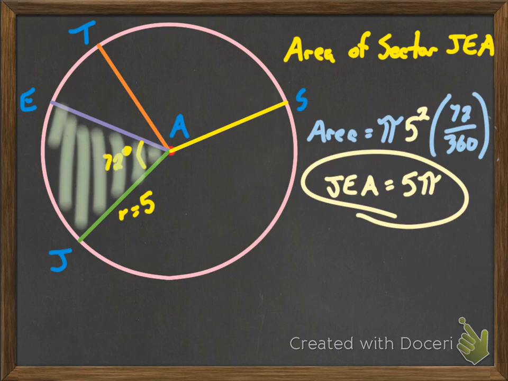So I hope this helps clear up some of these differences between arc measure, arc length, and area of a sector. And also we threw in some ratio problems in there as well. So there's a lot in this video.